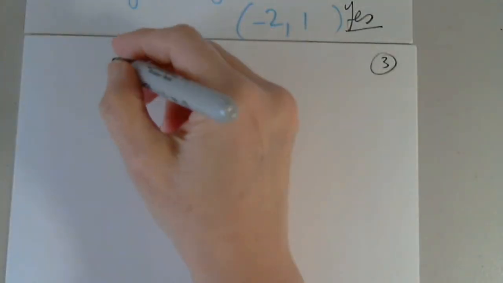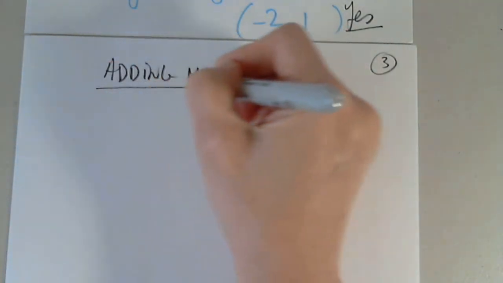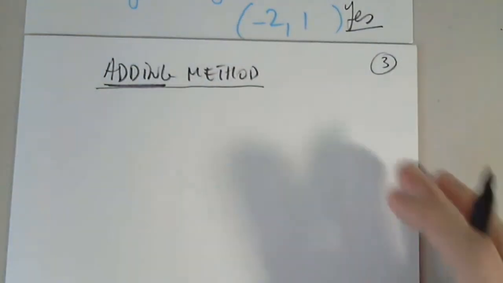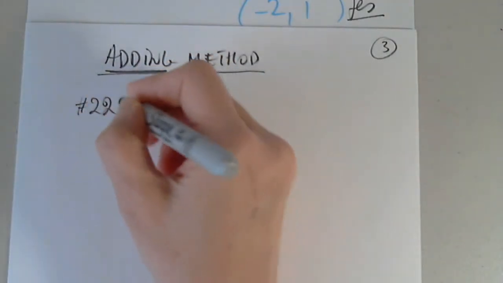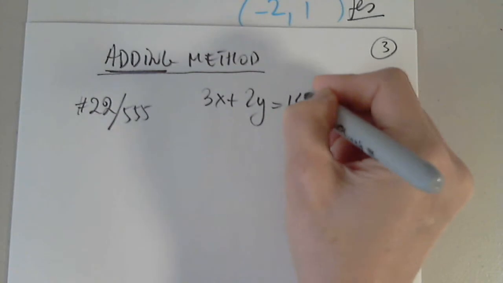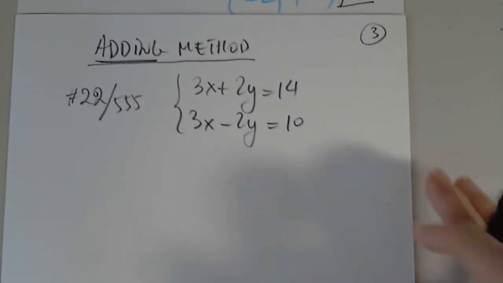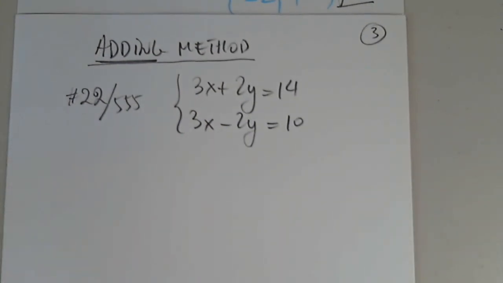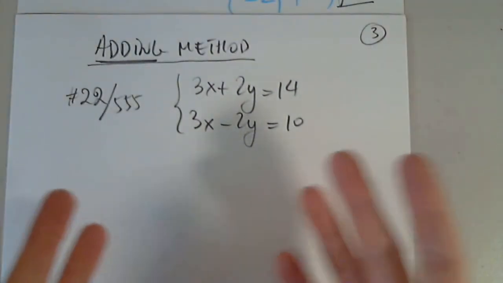Okay. Let's call it adding, because the book says adding, which is correct. I don't have anything against it. We will be adding term by term in a minute. So, for example, let's start with 22 on the same page, 555. 3x plus 2y equals 14. And 3x minus 2y equals 10. The reason why I like to call it elimination is because I will eliminate one of the variables.